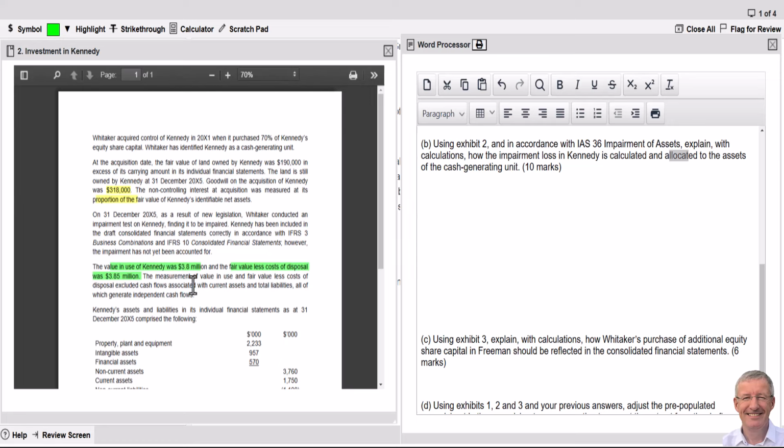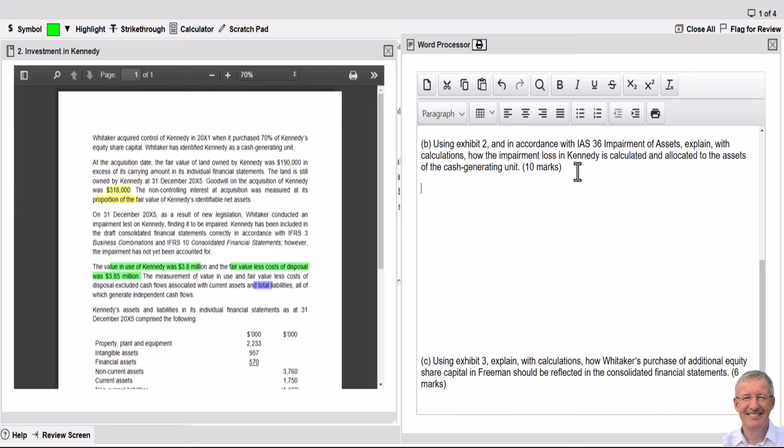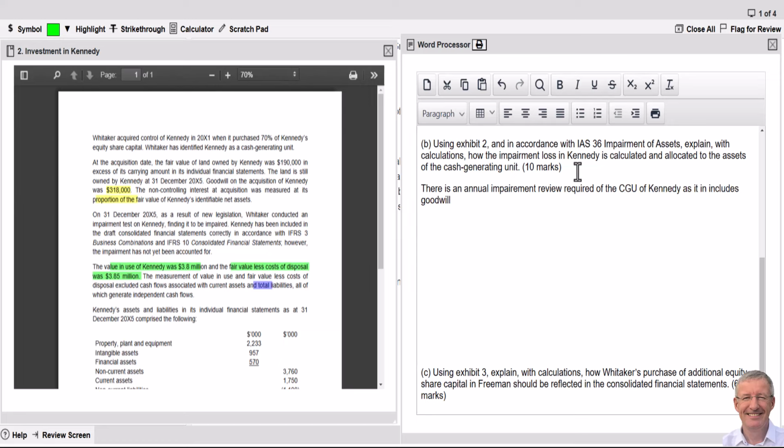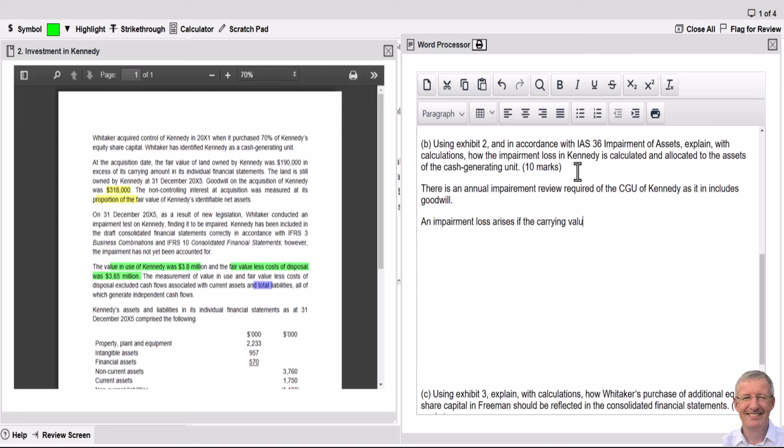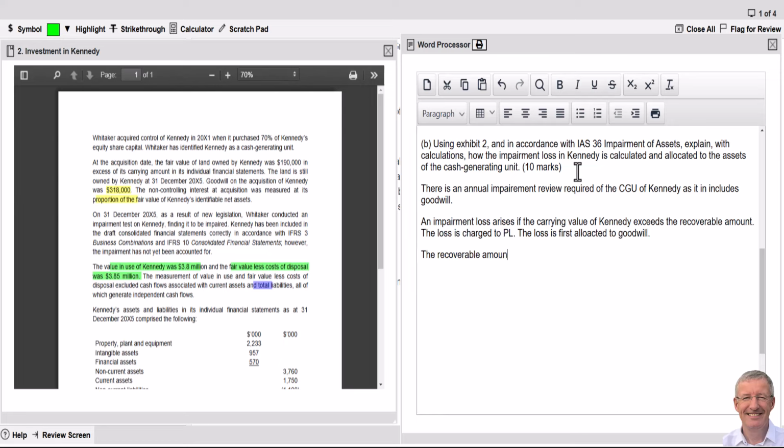Now, we're then told that the measurement here excludes the cash flow of current assets and total liabilities. And then we've got a load of numbers. So I want to make sure that I pick up the low-hanging fruit. So I'm going to start with a little bit of theory. I'm writing in short, sharp sentences. I'm saying things and I'm using the name of Kennedy. I'm hoping for 1 mark per valid point.